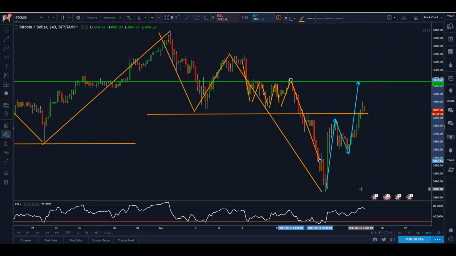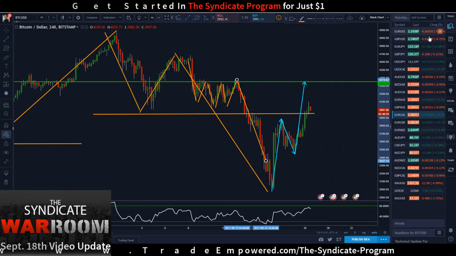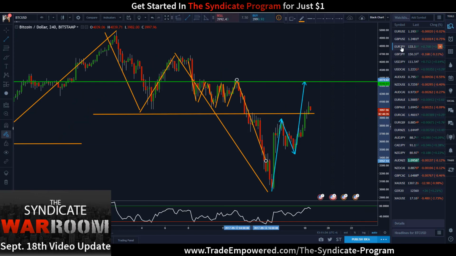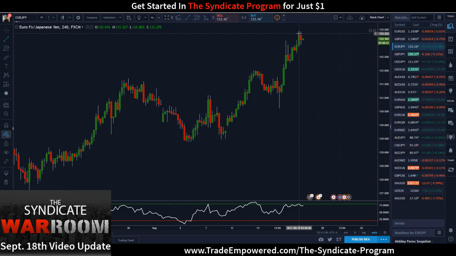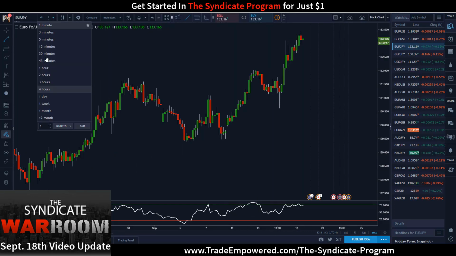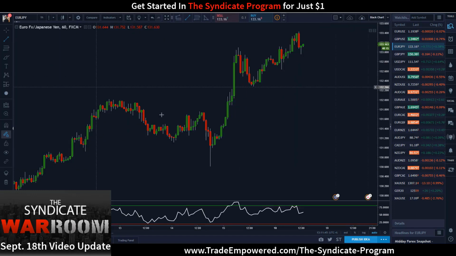differently, but the general analysis is the same, and it's going to be beneficial to know it. Now, the next thing I'm going to look at today is going to be the euro yen. Euro yen's interesting. We had a break above, close above here on the 4 hour, and it looks like if we go down to the hourly, we're getting a retracement here.